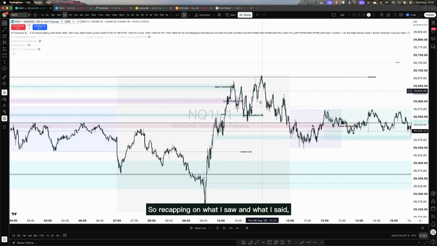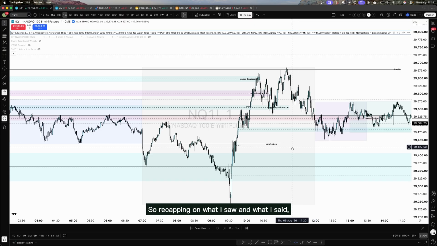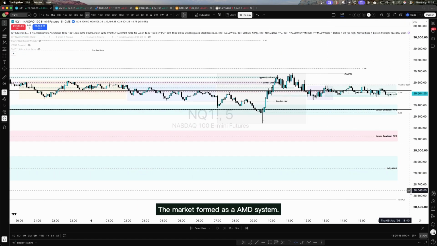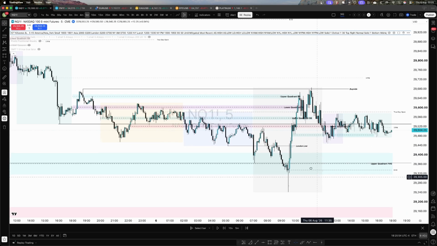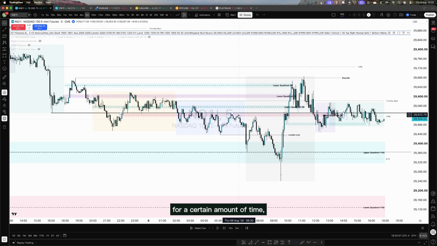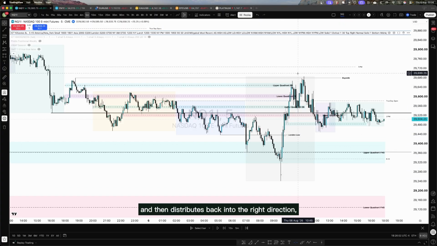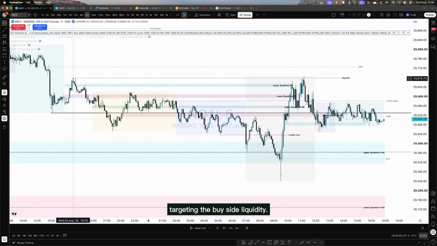Okay, so recapping on what I saw and what I said, we had ES taking previous day low, and we had formed a reversal on the Nasdaq. From there, we used two key levels. We had London low and also previous day low, which was remitigated to potentially push price higher to our buy side liquidity. The market formed as an AMD system. Okay, AMD is accumulation, manipulation, and distribution, where the market accumulates for a certain amount of time, manipulates lower, brings in the sellers, and then distributes back into the right direction, targeting the buy side liquidity.